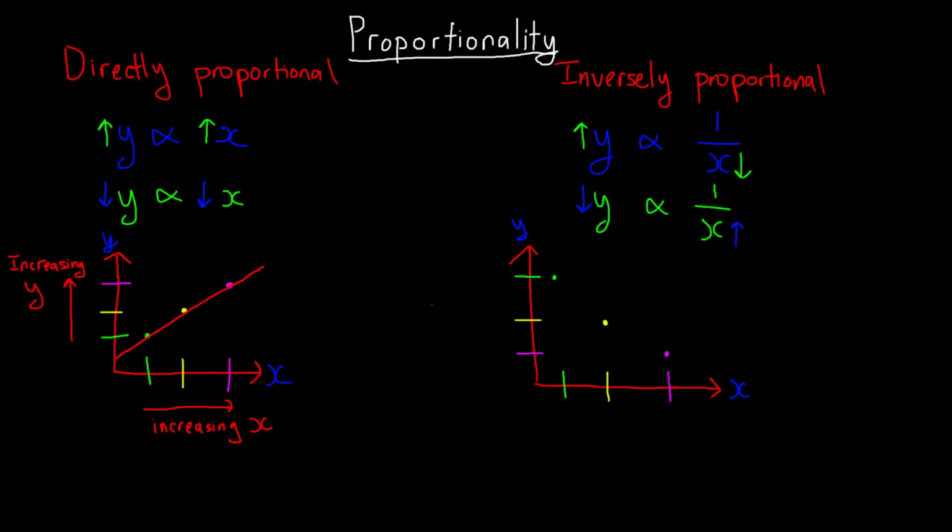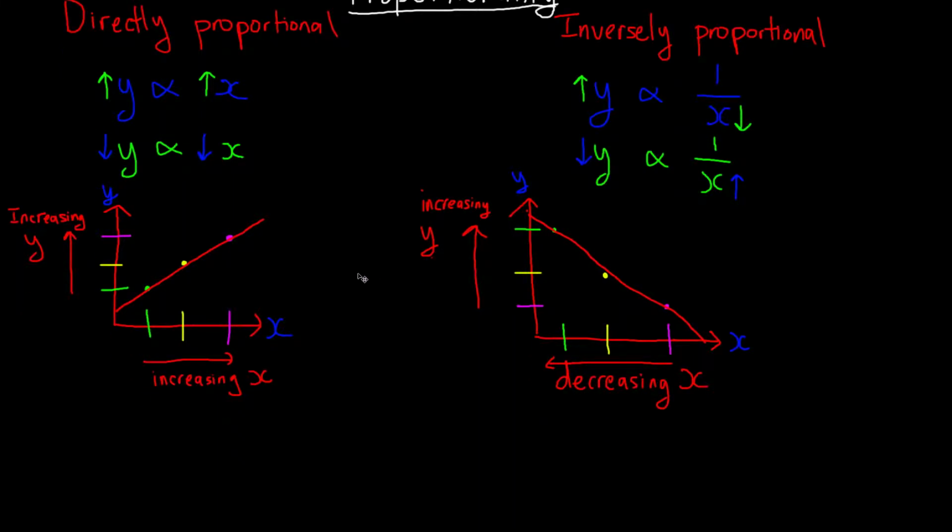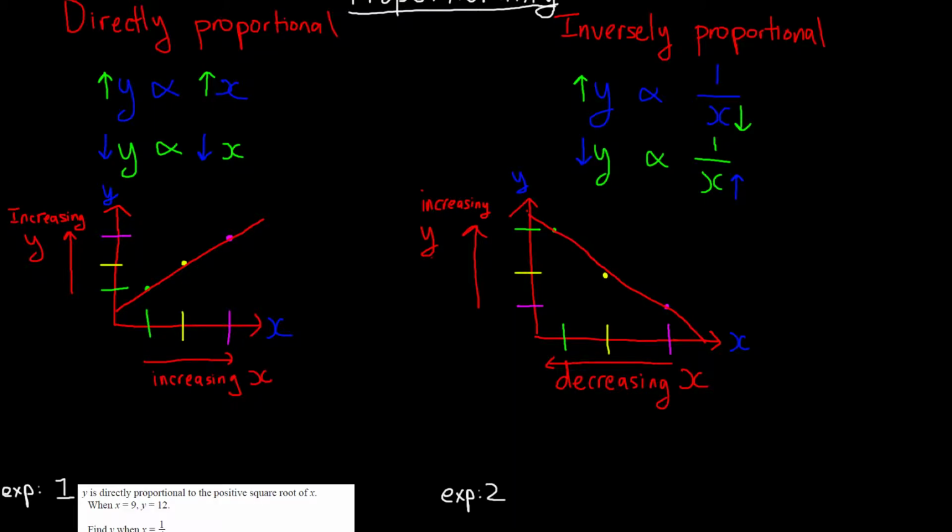Okay, so if we were to talk about y equals mx plus c, the gradient for directly proportional would be positive, and the gradient for inversely proportional will be negative. It is also true that for increasing Y, X will decrease as well. So let's see how we should tackle these kinds of problems in a typical exam question.